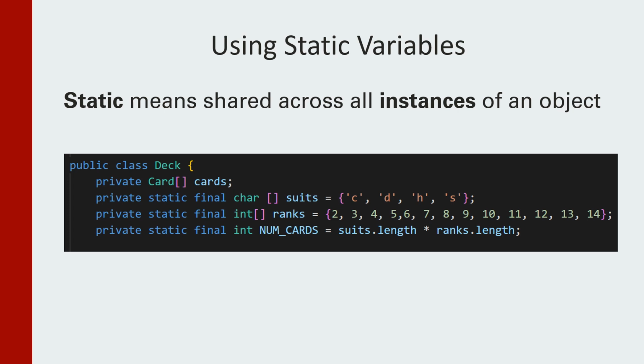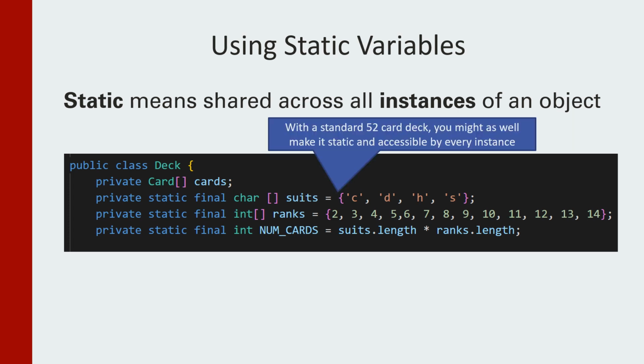So when we look at our deck class and we say, here's this array of cards, I've set up these variables called a char array of suits and an int array of ranks. And if I'm assuming that I have a standard 52 card deck, I might as well make these static and accessible by every instance. Just in case I'm using a 52 card deck, I don't have to, but it seems useful.